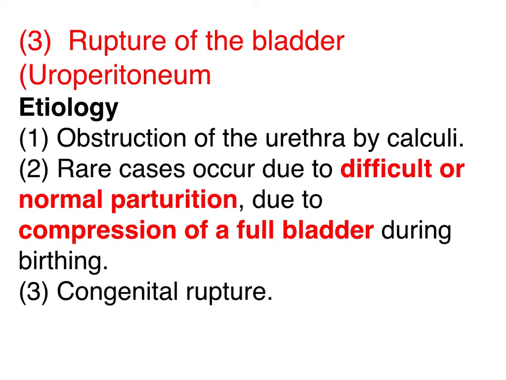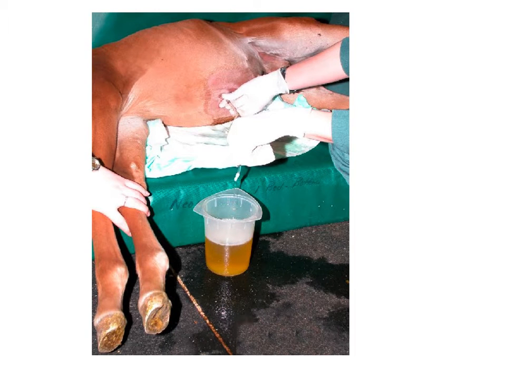أما المرض الثالث وهو rupture of bladder انفجار المثانة، وتسمى الحالة إذا البول متواجد في البريتونيوم Uroperitoneum. Etiology: obstruction of the urethra by calculi. Rare cases occur due to difficult or normal parturition due to compression of a full bladder during birthing. Congenital rupture. هذه هي وجود شلون استخراج البول عندما تحدث عملية انفجار للمثانة بطريقة جراحية ومحاولة تصليحها جراحيا.